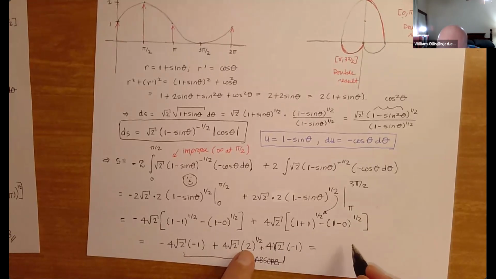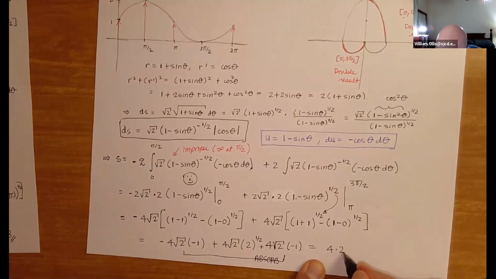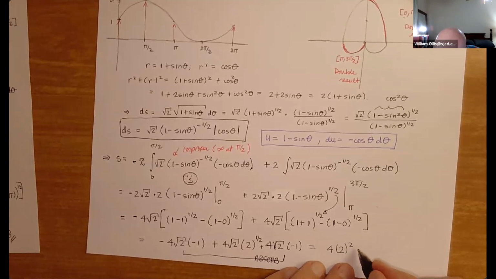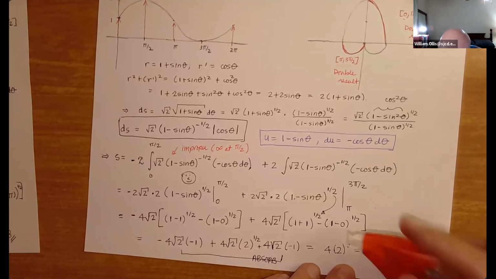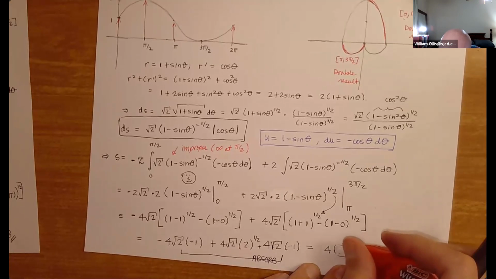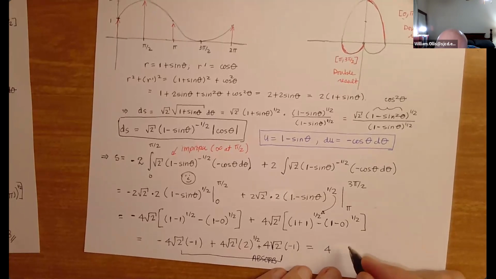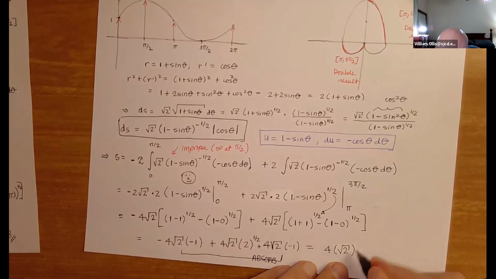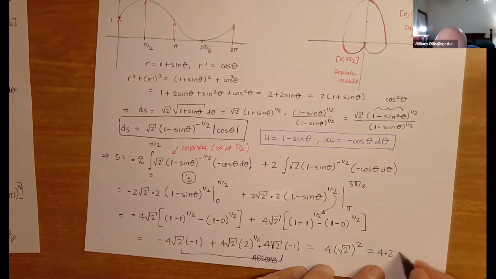And then, of course, here we've got root 2 times root 2, which is 2. So we get 4 times 2, which is what? Oh, ding, 2. Let me just write this out the way it is. This is just going to be root 2 times itself. And that's 4 times 2, which is 8.